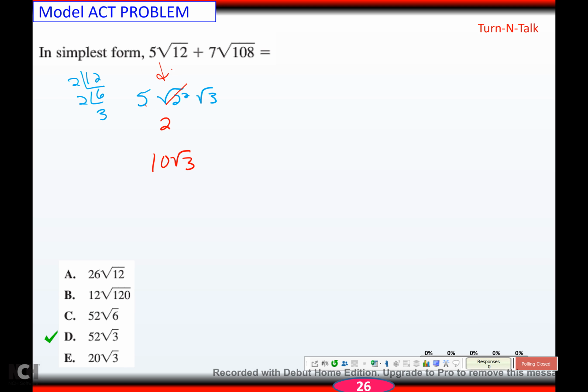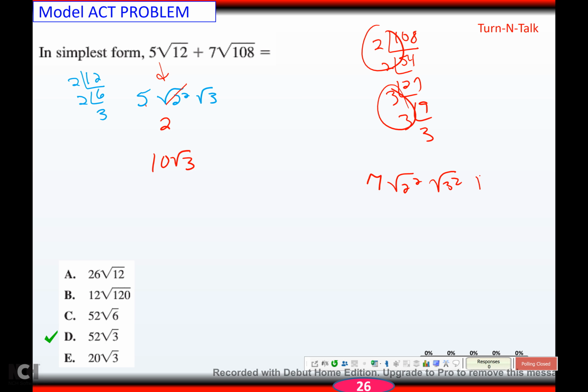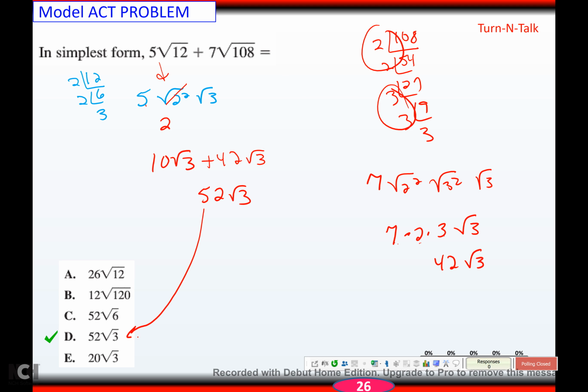Okay, there's that one. And I've got to break down 108. By 2 is 54, by 2 is 27, by 3 is 9, by 3 is 3. So I have 7 square roots of 2 squared, square roots of 3 squared, square root of 3. That's 7 times 2 times 3 times the square root of 3. That is 7 times 2, 2 times 3 is 6, times 7 is 42. That's 42 square roots of 3. So I have 10 square roots of 3 plus 42 square roots of 3, which makes 52 square roots of 3.